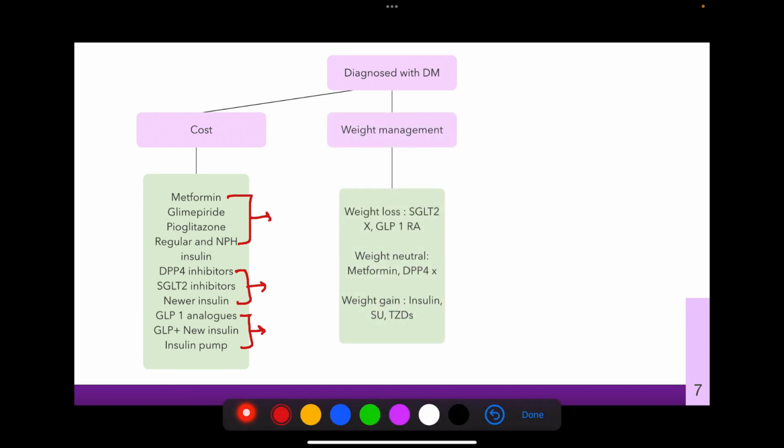Weight management. There are certain antidiabetics which cause weight loss, certain antidiabetics which cause weight gain, and certain which are weight neutral. Those which cause weight loss: SGLT2 inhibitors and GLP-1 analogs. Which are weight neutral: metformin and DPP-4 inhibitors. I say metformin; some references say it's weight neutral and some references say it causes modest weight loss, but I consider it as weight neutral.